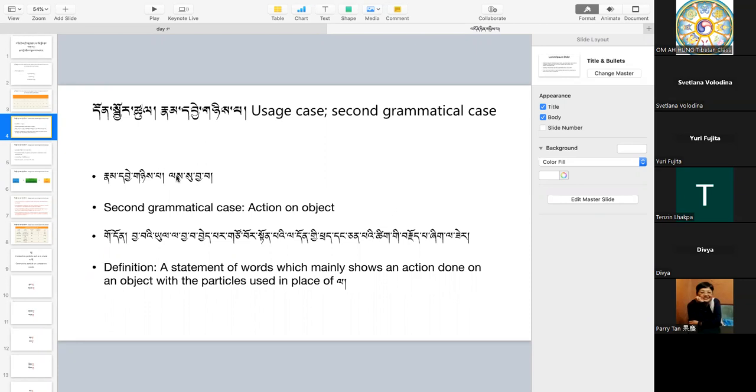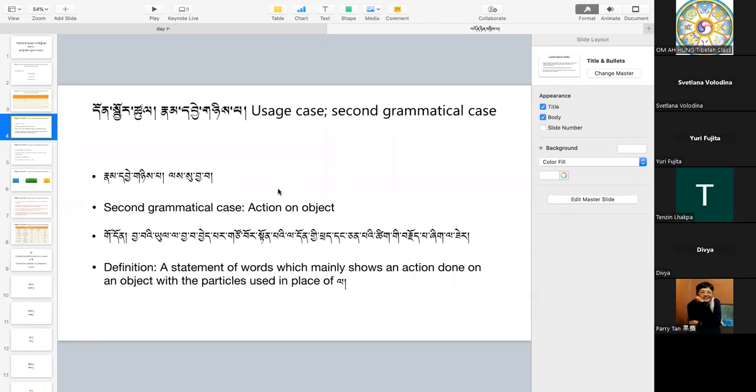Le is object. Chawa is action, and su is on. So action on object. And just by understanding this le su chawa, action on object, we see what kind of sentence we're trying to build here. So whenever I'm saying usage case, in most of those, we must understand that I'm talking about the type of sentence that we're building, right?